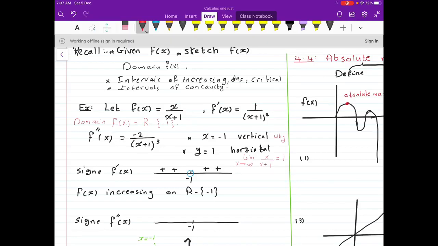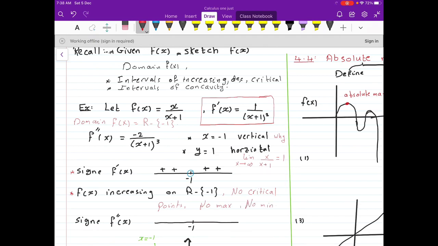Now, we want to study the sign of f prime of x. This is f prime. f prime of x does not equal 0, the sign of f prime is always positive. That means f(x) is increasing on its domain R except minus 1. There are no critical points, and no max, and no minimum.